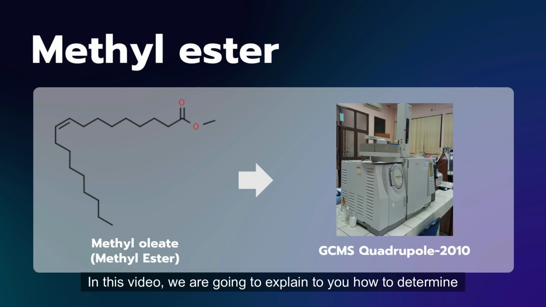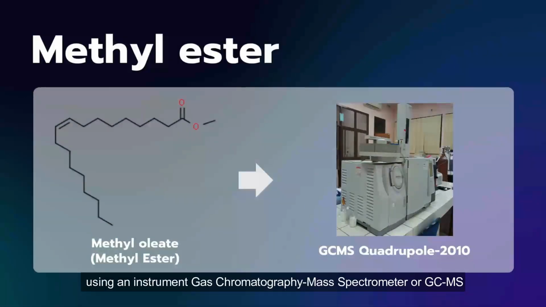In this video, we are going to explain how to determine the composition of fatty acids in an oil sample using an instrument, gas chromatography mass spectrometer, or GCMS.